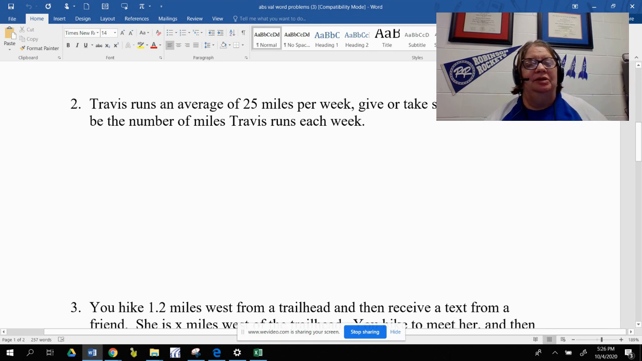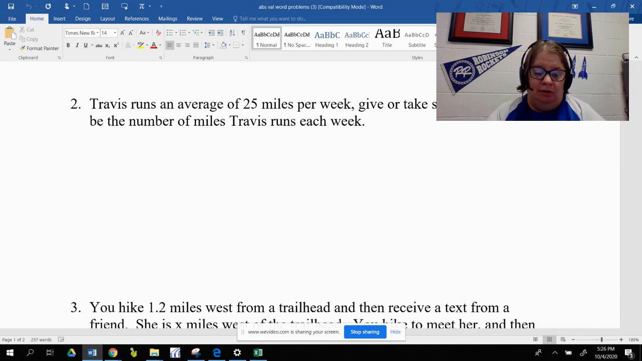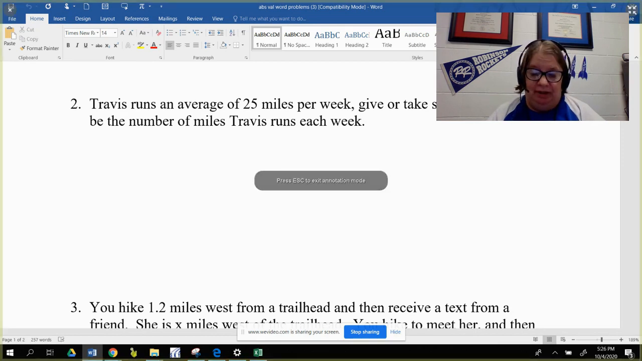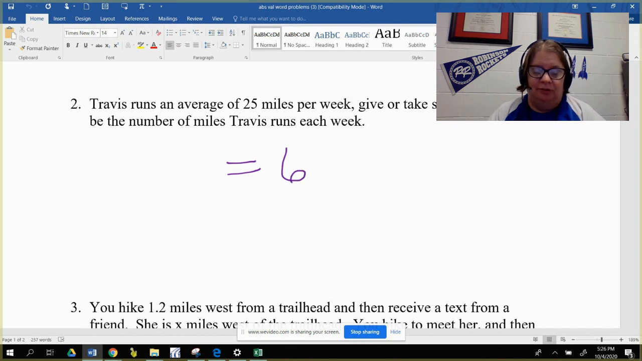Number 2 says Travis runs an average of 25 miles per week, give or take 6 miles. Let M be the number of miles Travis runs each week. So what's our over-under number? Our give or take number is 6. We said that goes after the equal sign.